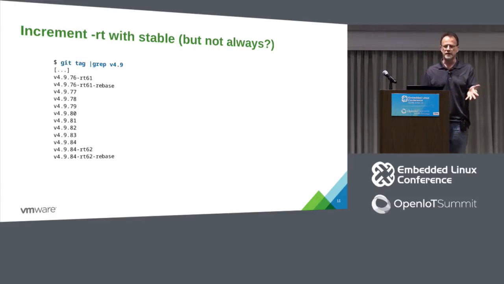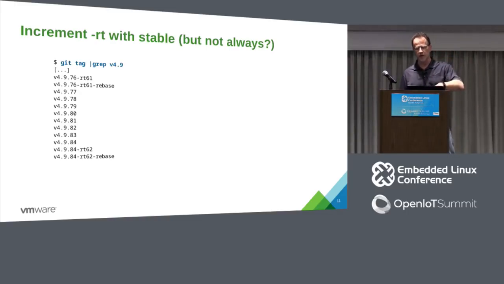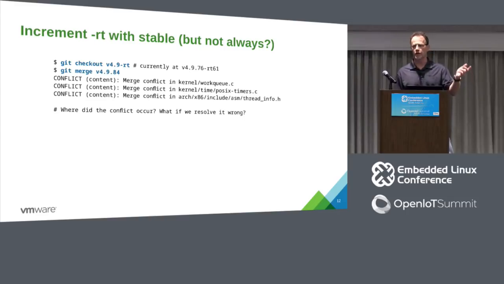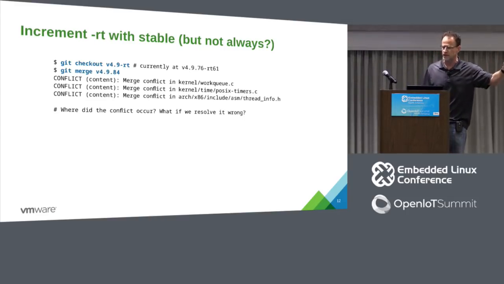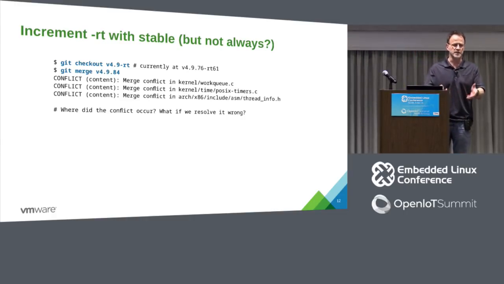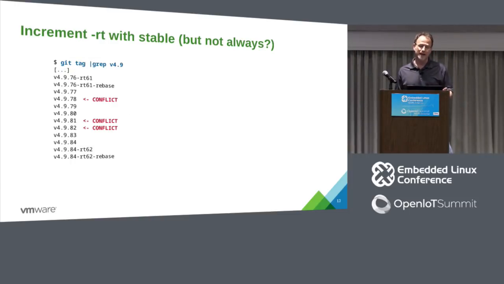So when you look at this, if you do an increment with the RT, like I said, it's not always this could happen. If I go back, you'll notice that it was 76. The next one was 4984. So to do this, you have to merge in. You start off with git checkout 49RT, and it's currently at the 4976RT1. You do git merge of the 84, and you get these conflicts. Now you've got to look at the conflicts and fix them, make sure they're right. Now if I go back and look at this, those are three conflicts that happened at three different stable releases.